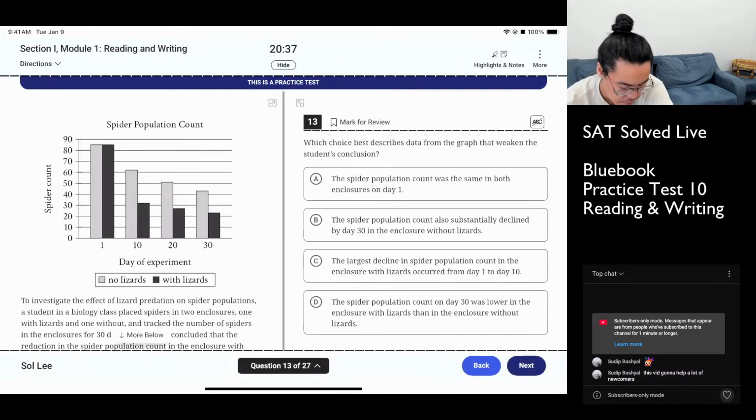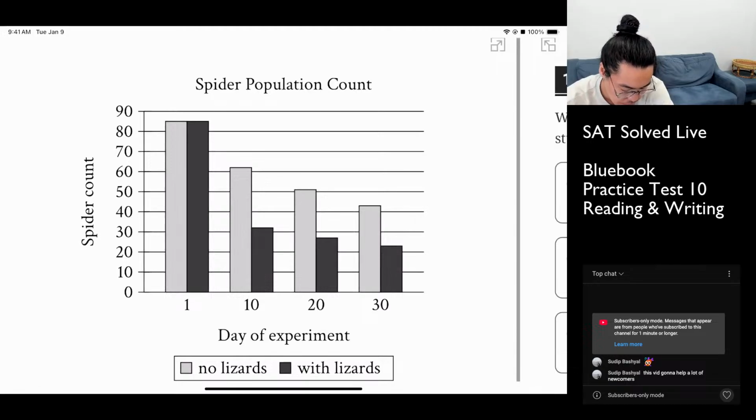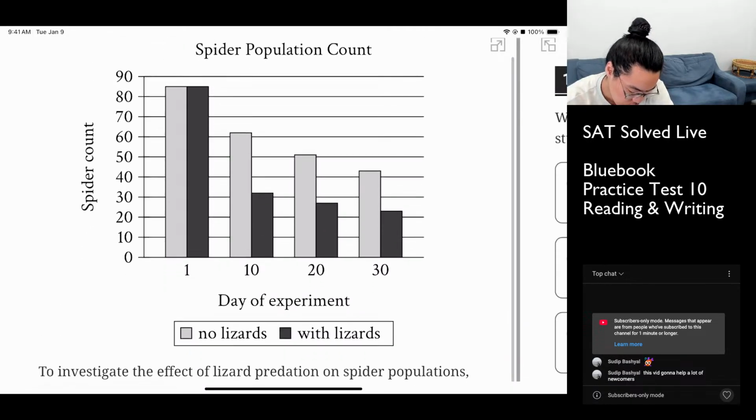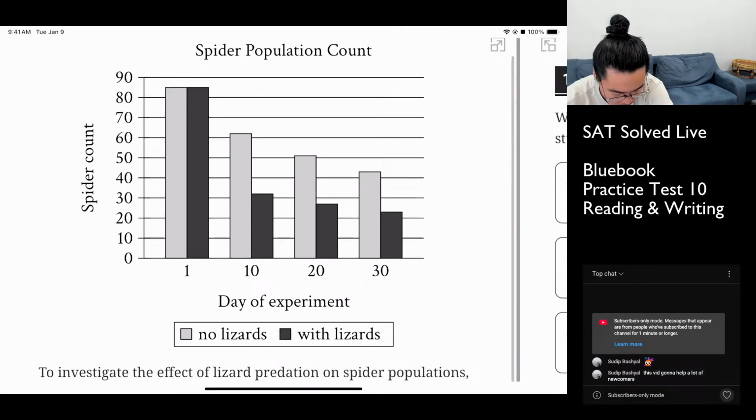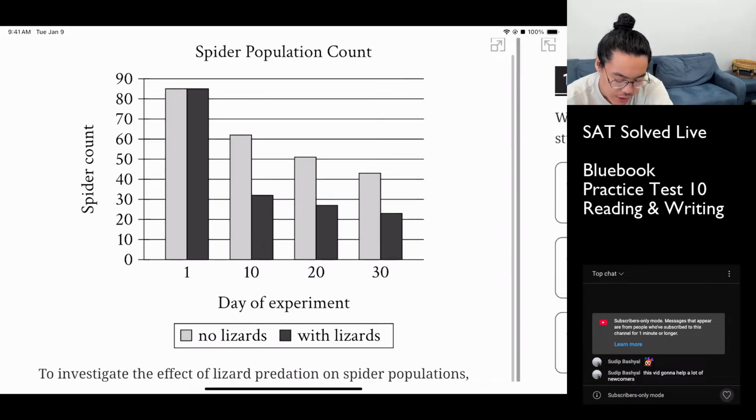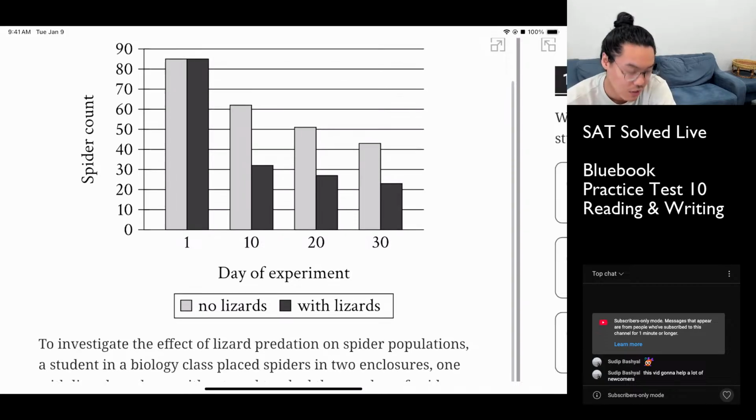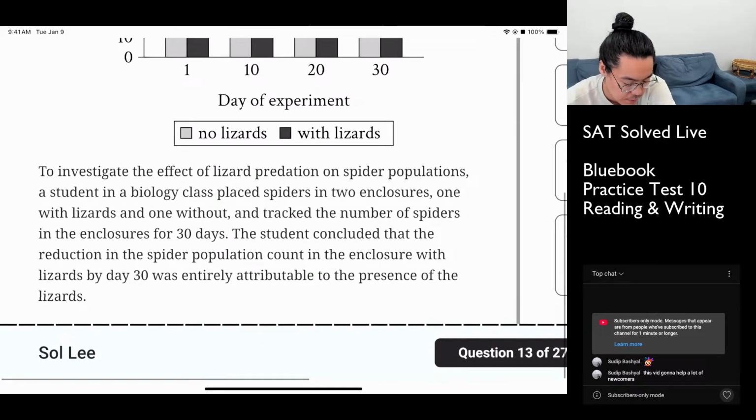Okay, moving on. 13. Spider population count. We have 30 days, and the population, unsurprisingly, if you have lizards, the population drops. Okay, which is kind of like duh. Assuming that lizards eat spiders. So we're investigating the effect of lizard predation. Okay. 30 days. The student concluded that the reduction in the spider count with the lizards was entirely due to the lizards.